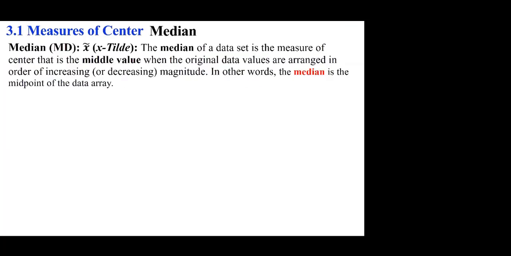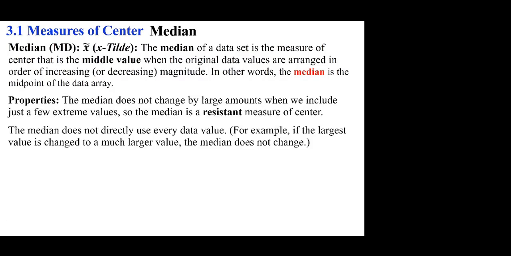Median. The median of a data set is the measure of center that is the middle value when the original data values are arranged in order of increasing or decreasing magnitude. In other words, the median is the midpoint of the data array, just the middle of the data if it's ranked from small to large. The median does not change by large amounts when we include just a few extreme values, so the median is a resistant measure of center. It does not directly use every data value. For example, if the largest value is changed to a much larger value, the median does not change. That's why they call it resistant.